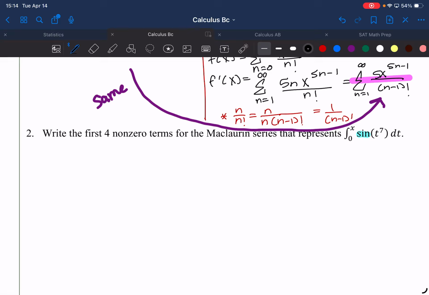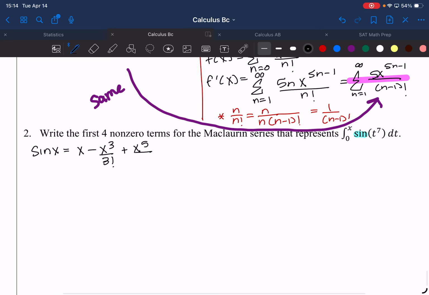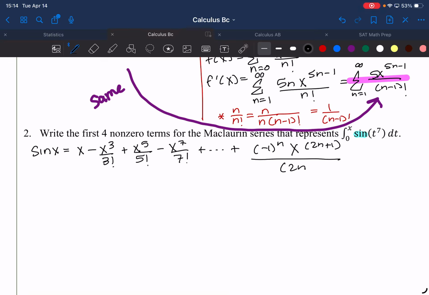So I am going to do sine of x is equal to, and again, this is something I have memorized, x minus x cubed over 3 factorial plus x to the 5th over 5 factorial minus x to the 7th over 7 factorial all the way to negative 1 to the power of n times x to the power of 2n plus 1 all over 2n plus 1 factorial.